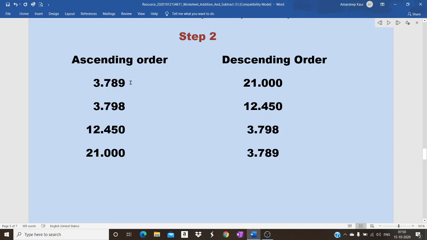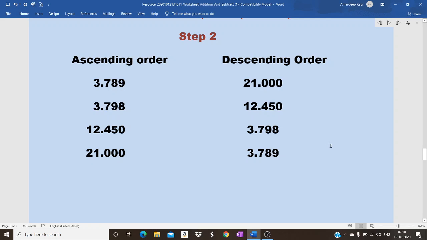Ascending means the smaller number first, then bigger, bigger and the biggest. And descending is the opposite. So we start with the biggest number and then the smaller and then the smallest in the end. See, these two numbers, 3 and 3 are the same at the whole number, 7 and 7 are the same at the 10th place. The difference was where? At the 100 place. We have 8 and we have 9. So this decided which one is smaller out of these two.